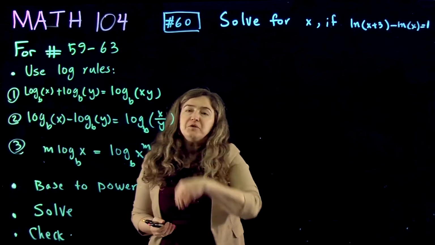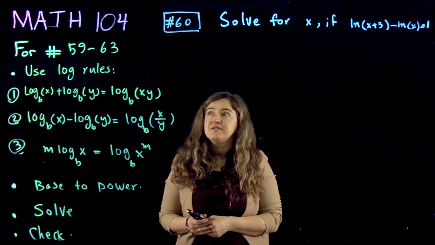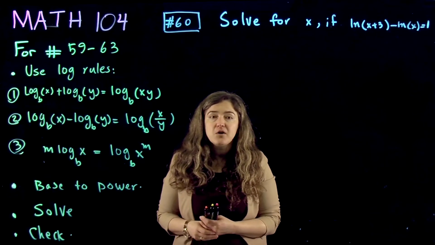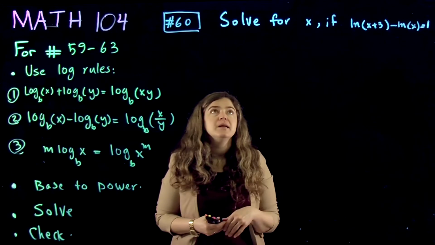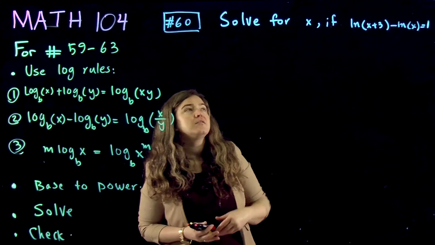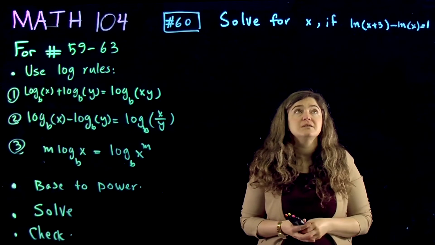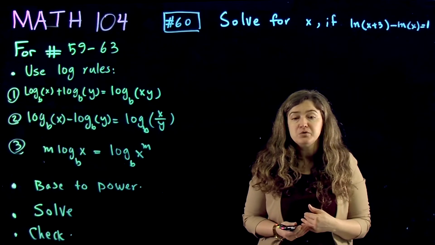Hello, and we're continuing with Math 104 Gateway questions. This is number 60 out of the problem sets 59 to 63, and these are all equations with logarithm in them. This problem is: solve for x if the equation is natural log of x plus 3 minus natural log of x is equal to 1.